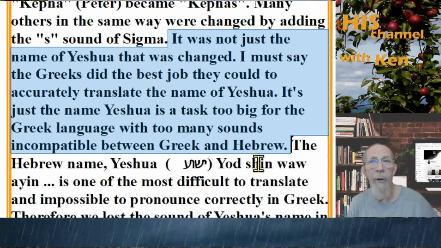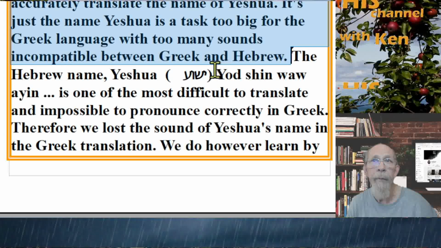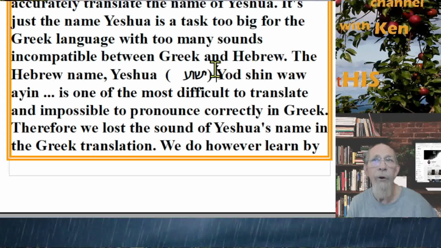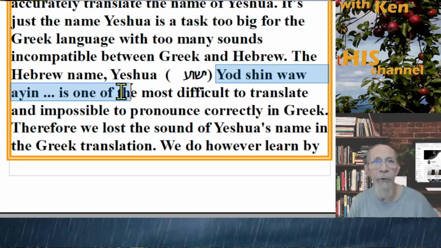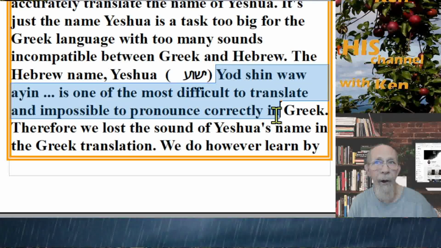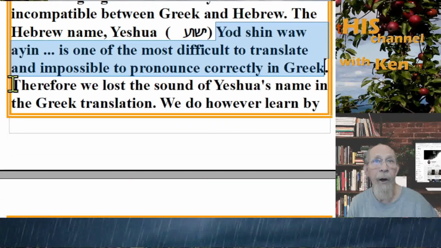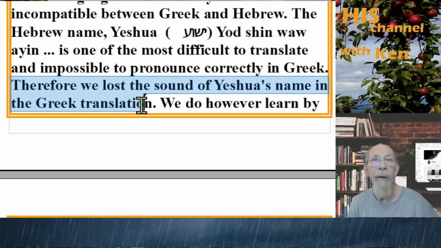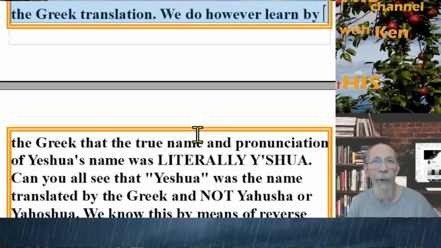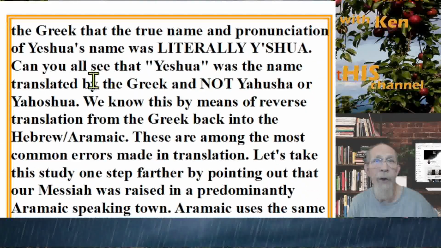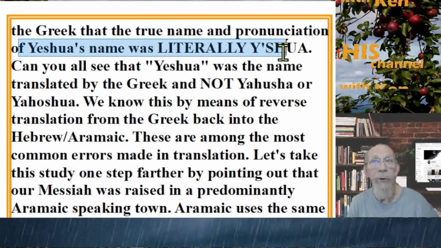The Hebrew name Yeshua, here spelled in Hebrew, with the English spelling Yod Shin Wal Ayin, is one of the most difficult to translate and impossible to pronounce correctly in Greek. Therefore, we lost the sound of Yeshua's name in Greek translation. We do, however, learn by the Greek that the true name and pronunciation of Yeshua's name was literally Yeshua.